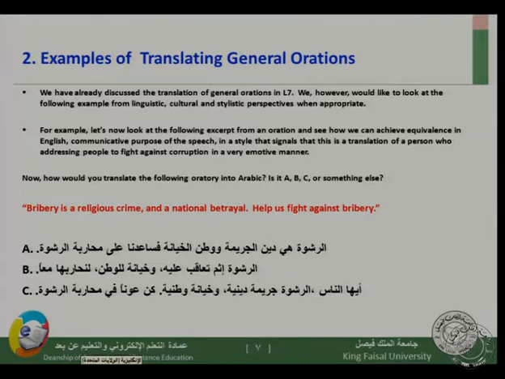You know, I leave it to you to decide which is the best one, which is the most appropriate translation of the English version on the top. Okay? These are general orations, by the way, general speeches. Somebody might stand up and give such oration or such oratorical speeches.